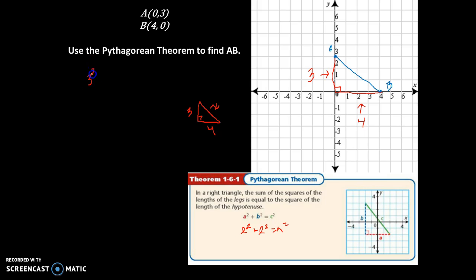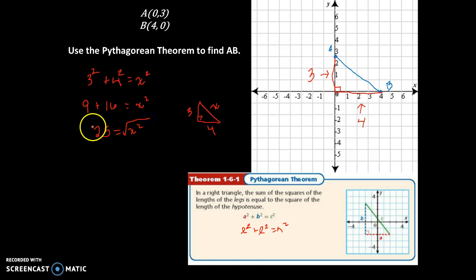So substituting in our values, we have 3 squared plus 4 squared equals the hypotenuse squared. We don't know what the hypotenuse is, so we're going to leave it the variable x. 3 times 3 is 9. 4 times 4 is 16. And we still don't know what x is, so we will leave that as x squared. 9 plus 16 is 25 equals x squared.